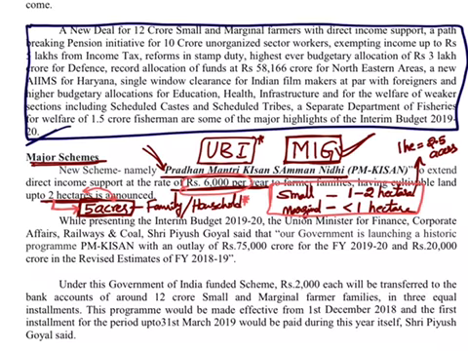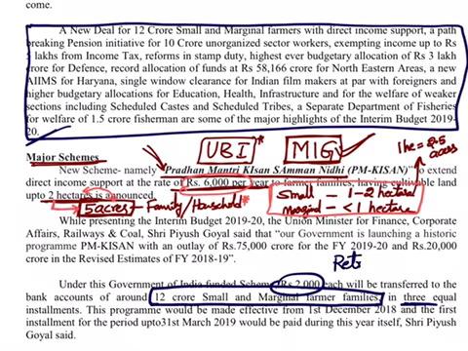Next point is, out of this scheme, 12 crore small and marginal farmer families get the money in 3 installments, each of 2,000 rupees, and this scheme applies retrospectively. Retrospective means from the past. So from 1st December 2018, this scheme applies. That is very, very important.